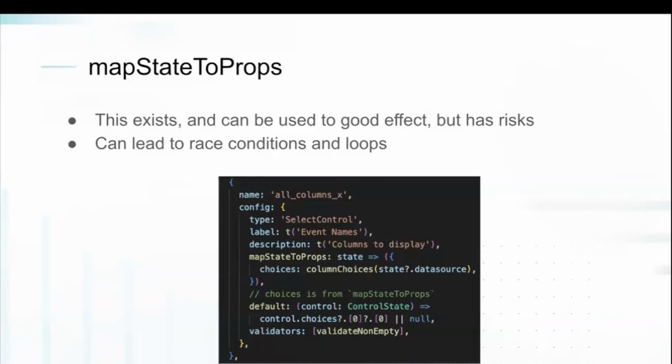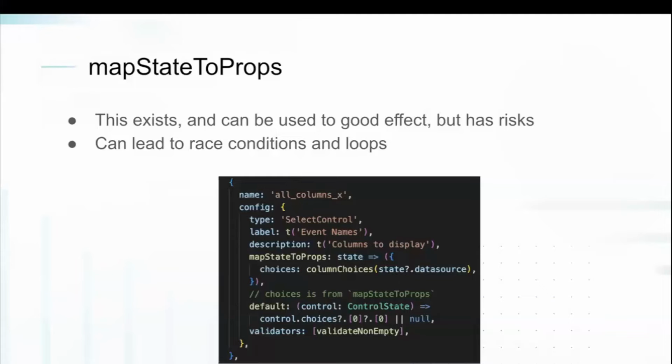And then this mapStateToProps business is something Vila can probably explain better than me, but this is one of the ways where you can actually pull things out of React's state and use those values from other controls to populate this particular control and set its value. But there are some risks that go along with this that maybe Vila can explain a little better.